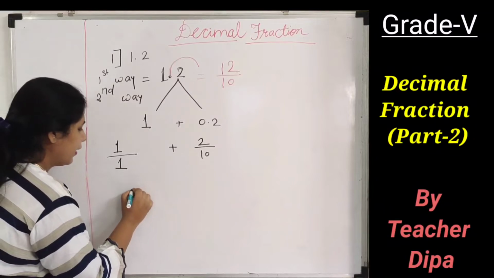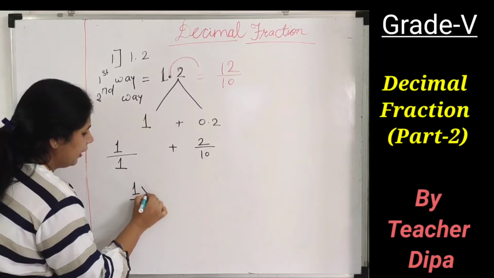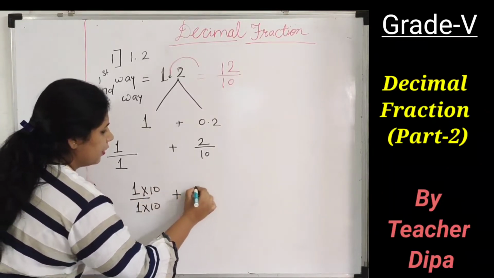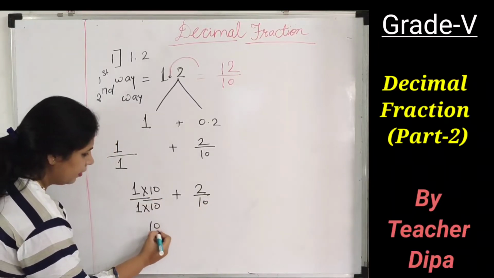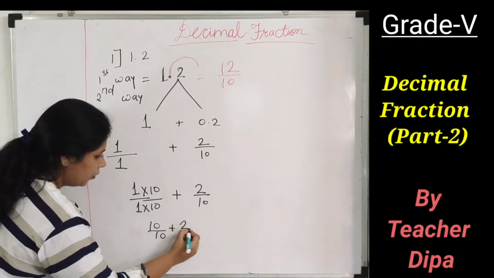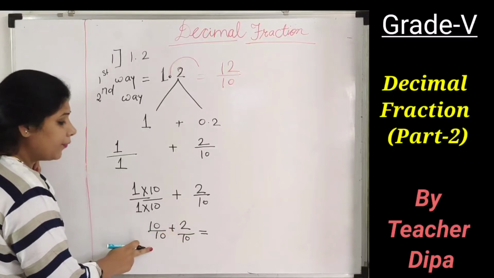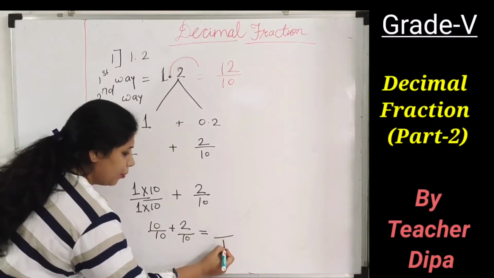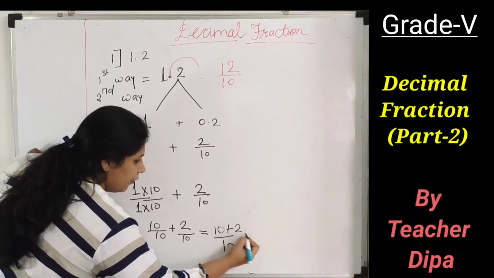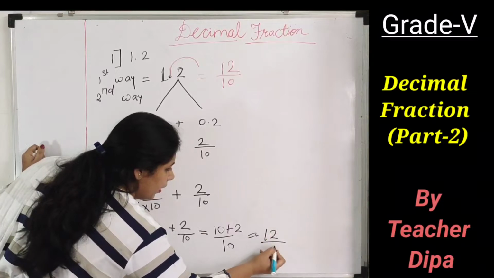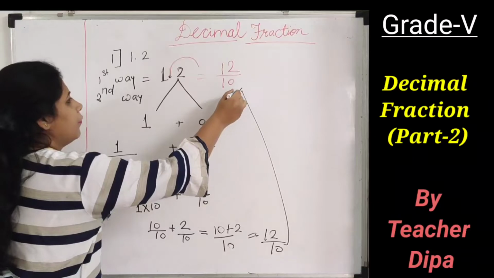So for that, I can write this 1 into 10 and this will be 1 into 10. So here the 2 upon 10 will be as it is, and this becomes 10 upon 10 plus 2 upon 10. So as these are equivalent fractions, we can add and keep the denominator as it is, and 10 plus 2 will be there. So we will get the answer, that is 12 upon 10. This is the same as our first method.